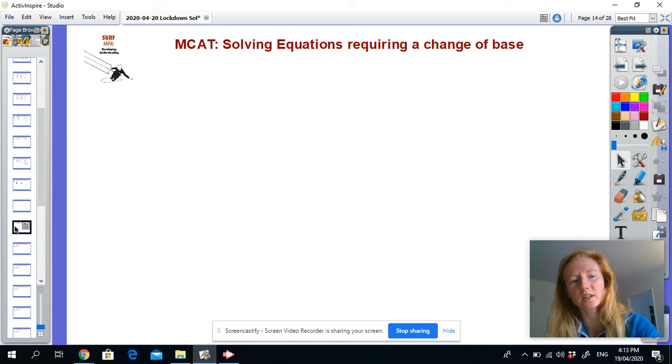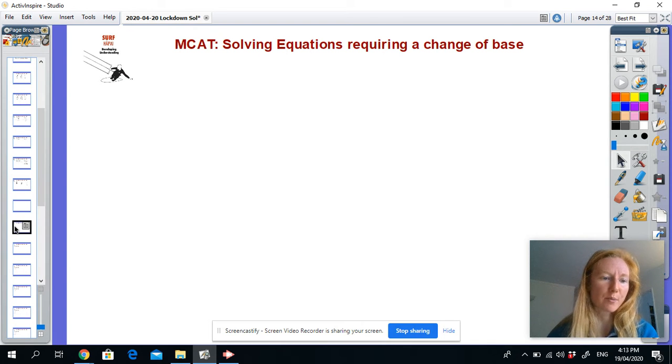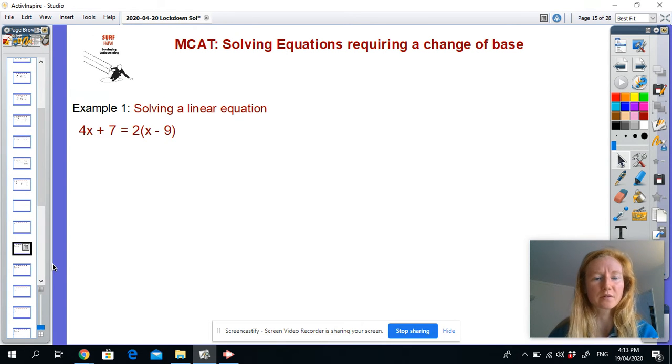Okay, so now we're going to build on that first task, and we're going to look at some further equations that require a change of base. However, before we do that, we're just going to do a quick recap of solving a linear equation. If we remind ourselves of this first, it's going to be much quicker for you to solve the other ones, because this is a large part of it. So we'll just do a quick recap of this in case we need it.